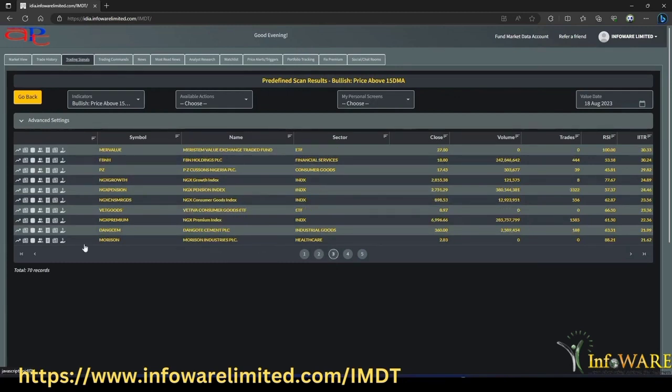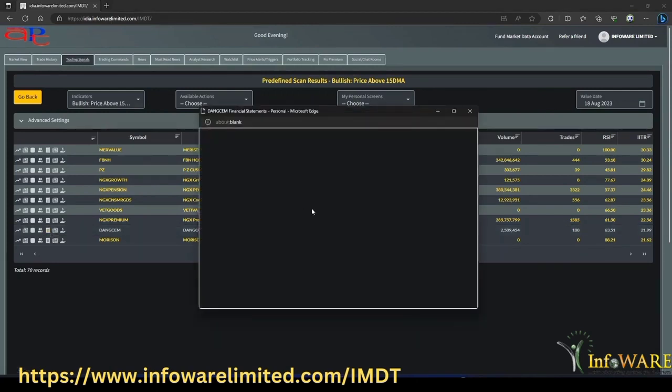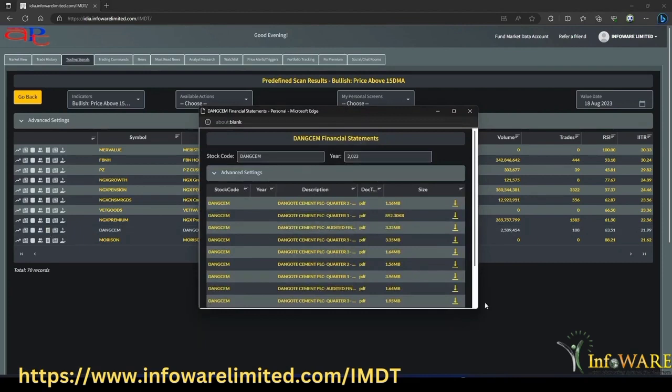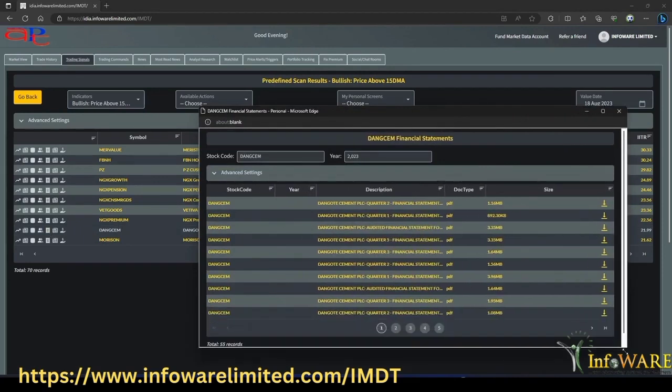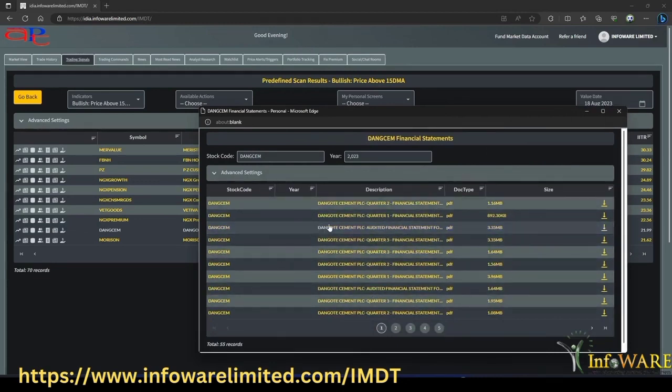Now, let us say, okay, what exactly are these things? How do I do a little bit of a drill down? So for Dangote Cement, for example, I can just click here and look at the fundamentals. The fundamentals here are all of the company reports. So for 2023, these are all the company reports, the financial statements, the quarterly statements, the audited financial reports. Everything is right here. I can click on that to download the report and then view it. Again, we can drill into this in a more detailed recording.